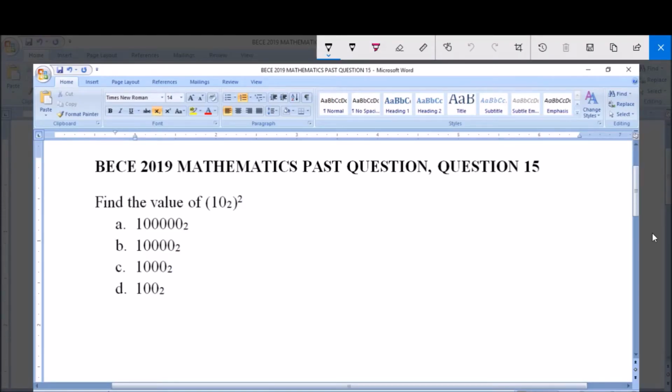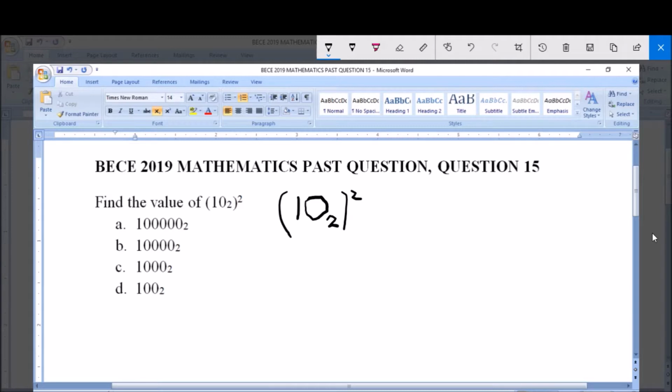Today we're going to be looking at BECE 2019 Mathematics Past Question 15. Find the value of 10 base 2 raised to the power of 2. So, let's find the number 10 base 2 raised to the power of what? 2. This entire number raised to the power of 2.